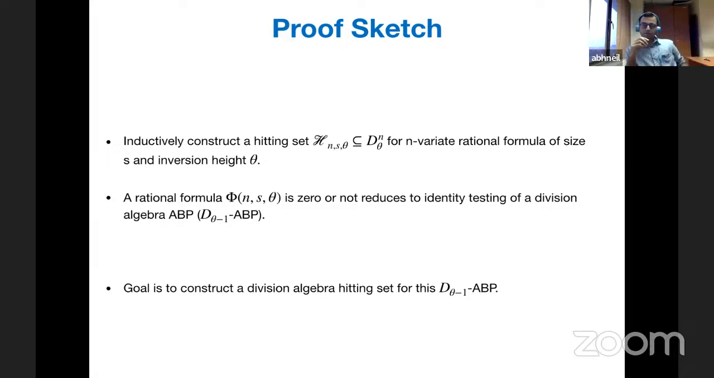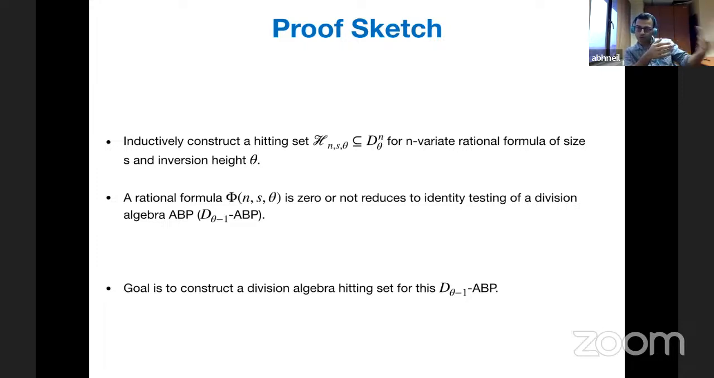Okay, so now we want to construct this hitting set H_{n,s,theta} for size-s formulas of height theta in n variables. For every height theta, we want to embed it inside some division algebra. Let us call it D_theta. Suppose each element of this D_theta has some matrix representation; just keep it in mind, call it L_theta. This observation was already implicitly made in our previous paper: if you have a rational formula of height theta, testing its non-zeroness reduces to the non-zeroness identity testing of this division algebra ABP over D_{theta minus 1}, where D_{theta minus 1} is the inductively built hitting set of height theta minus 1 and lies inside D_{theta minus 1}.